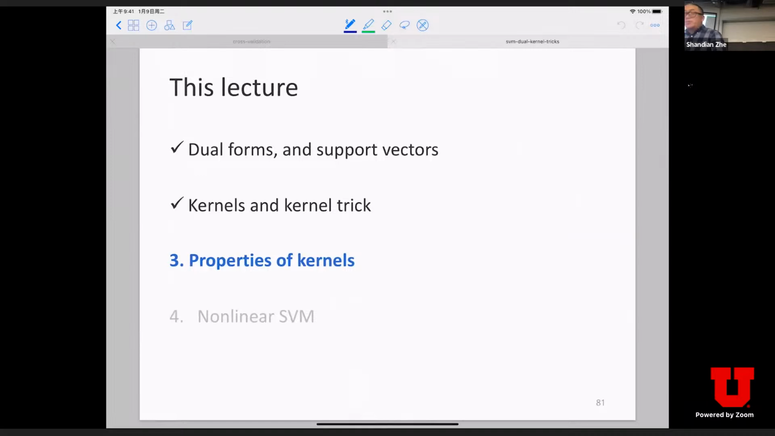Okay, so now let us look at what a valid kernel function is and what the properties of kernel functions are. You will see that constructing a valid kernel function is not very easy. There are a bunch of commonly used kernel functions, but the good thing is that if we know some functions are kernel functions, then by some rules we can compose more complex kernel functions. We just need to follow these rules. We do not need to invent everything from scratch. So let's see what the properties of kernels are.